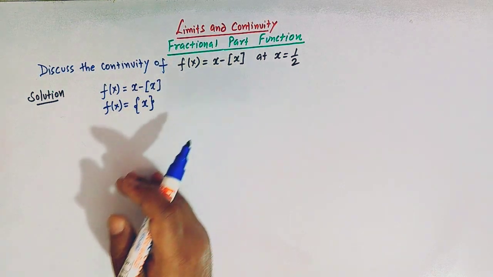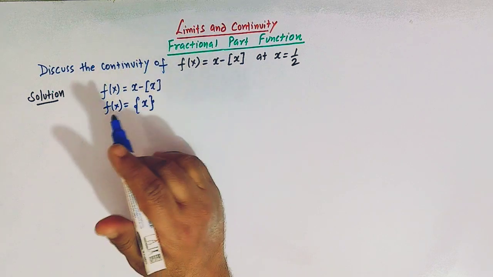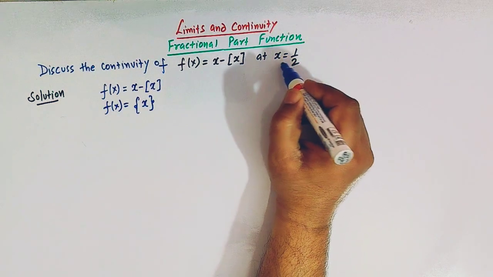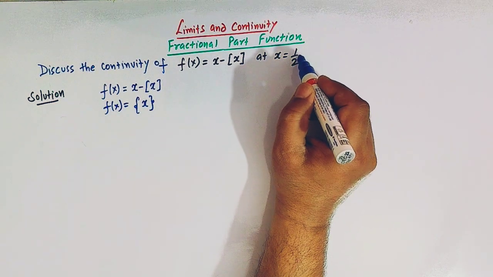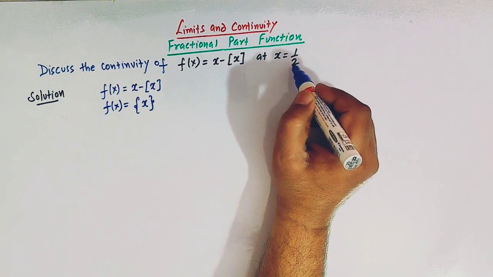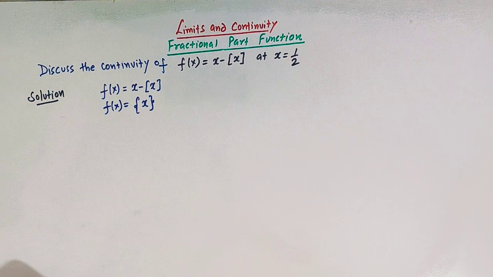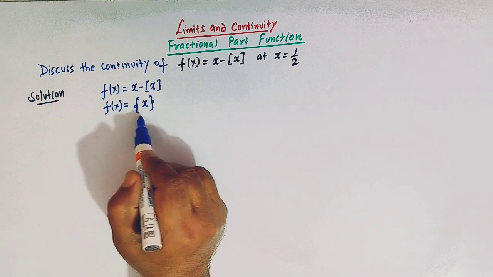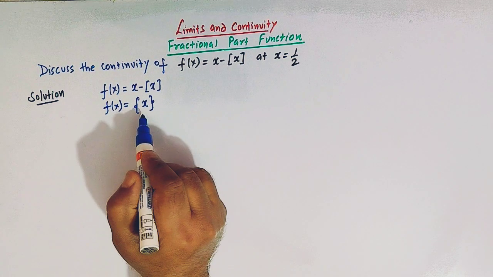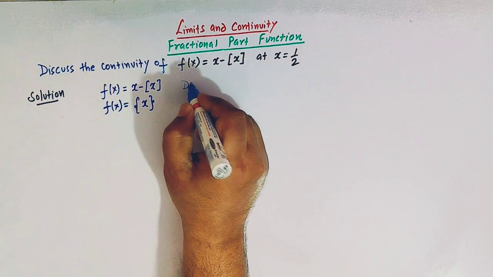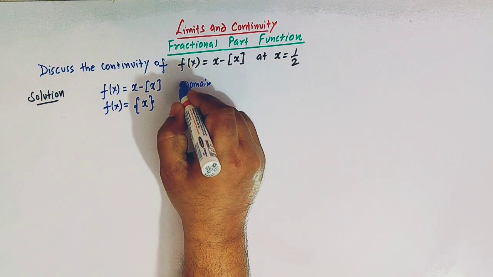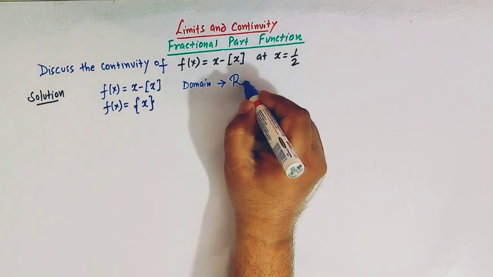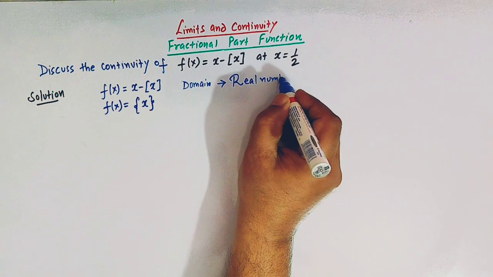So here we'll discuss the continuity of the fractional part function at this point, that is x = 1/2, right? So here the point which we are given is not an integer, right? So let us start, right? So first of all we'll see that the domain of the fractional part function is the set of all real numbers, right? So we can have the domain as the set of all real numbers, right?